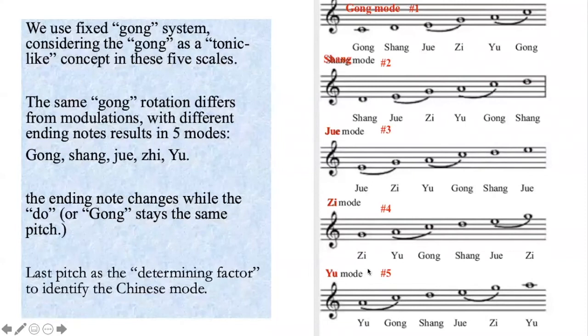Yes, it's Zhi mode, number 4. Mode number 4 ends on scale degree 5. So la do re mi so. Yeah, this is the mode in Jasmine Flower. And I hope this is clear.